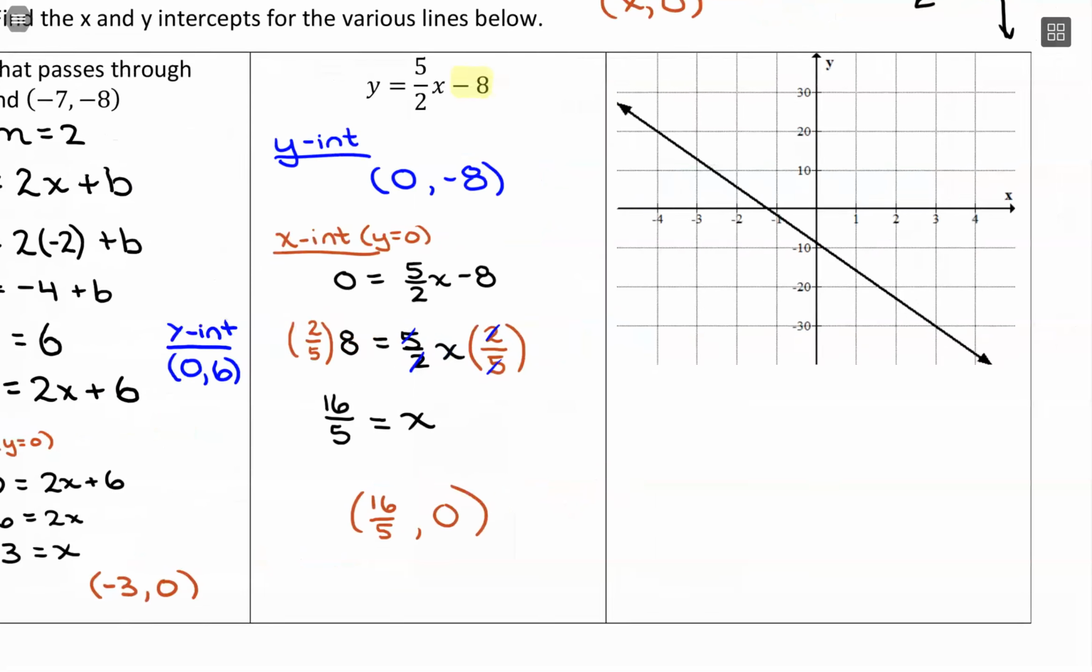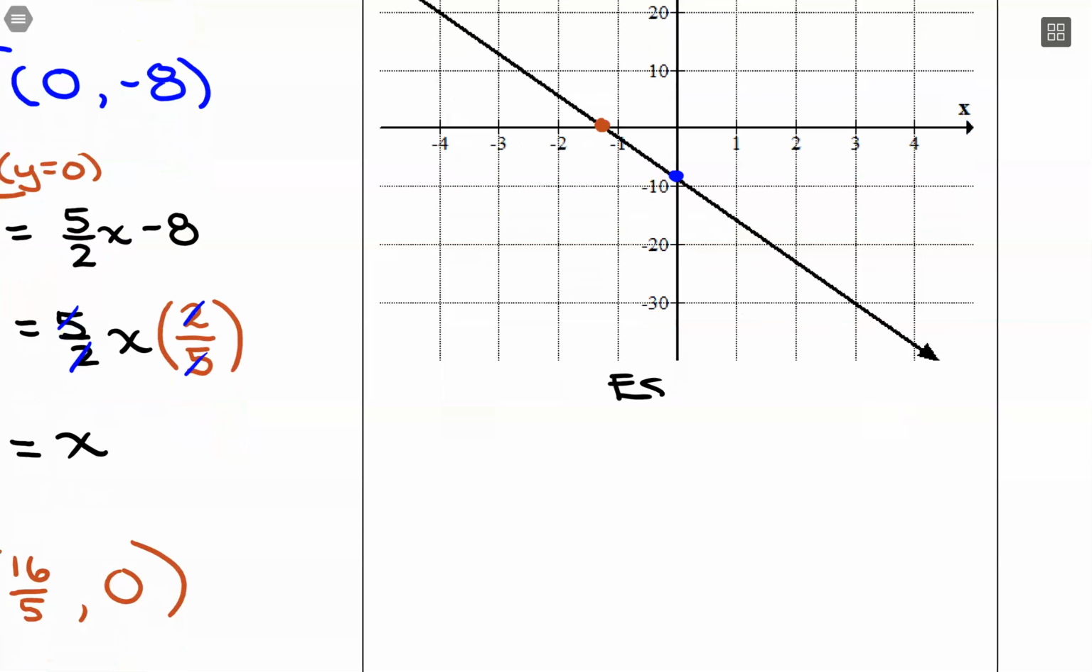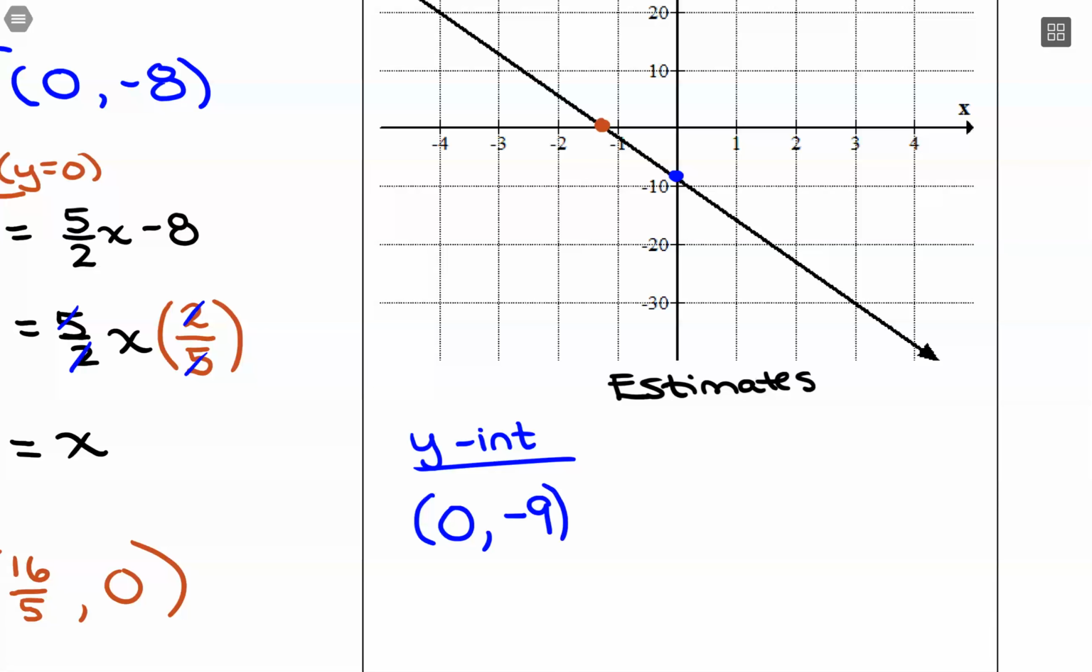All right, from a graph, you should just be able to find the points. So the y-intercept is about right there. We're going to have to estimate a little bit. And then the x-intercept is about right there. So let's say, I'm going to go ahead and make a note that we're estimating here. These are estimates. So for the y-intercept, (0, ...) looks like it's pretty close to -10. Let's go ahead with -9. I could see -8 as a possibility.